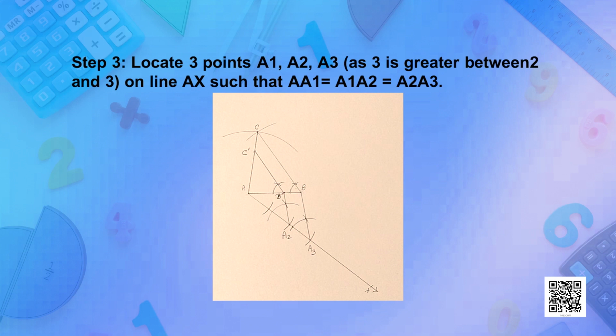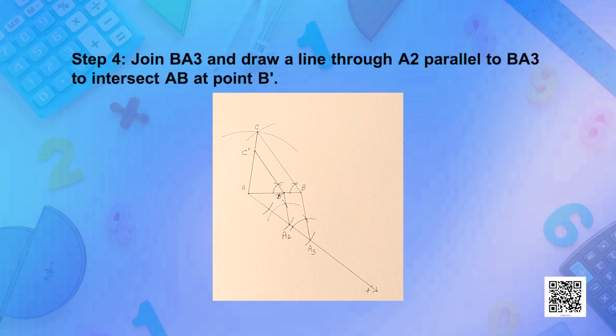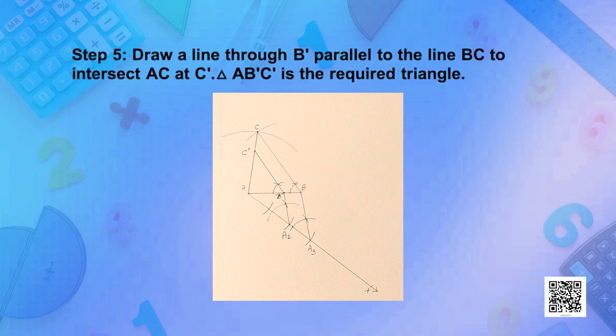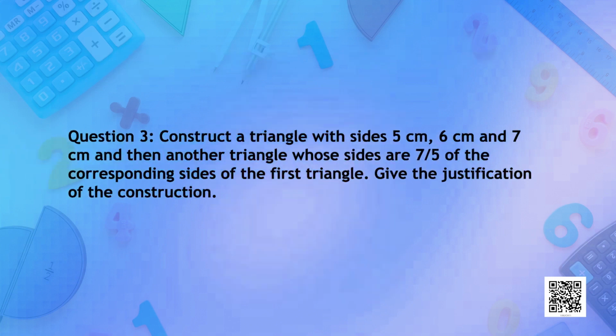Why have we located 3 points? Because in the ratio 2 by 3, 3 is the greater number. Next step will be to join BA3 and draw a line through A2 parallel to BA3 to intersect AB at point B dash. Next, draw a line through B dash parallel to the line BC to intersect AC at C dash, and we get our second triangle, that is triangle AB dash C dash, which is our required triangle. Let us move on to the next question.